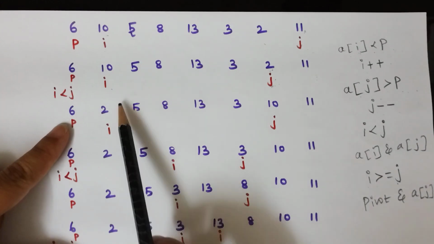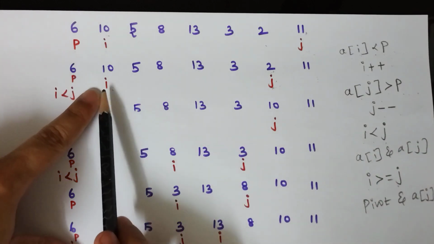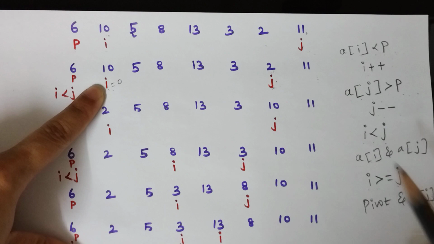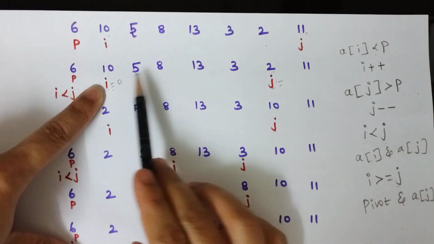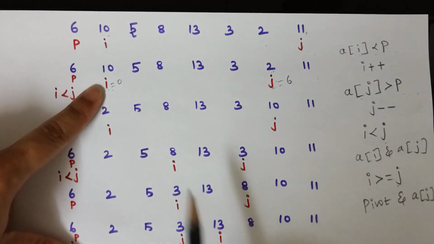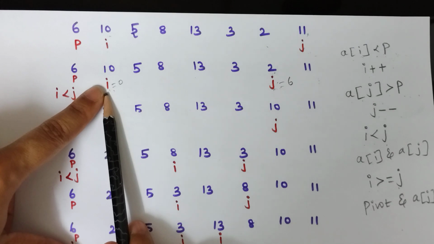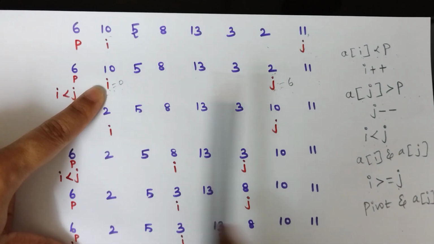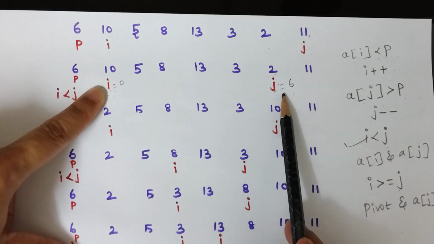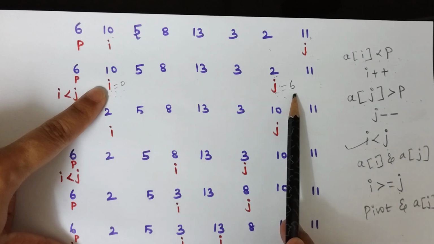Now you are checking whether the I value is less than the j value. You can see the index of I here is 0. And coming to j, you can see 1, 2, 3, 4, 5, 6. So the jth index value is 6. Now we are comparing the I value and j value. Here I value is 0, j value is 6. So it satisfies this first condition: 0 is less than 6, that is, I is less than j.